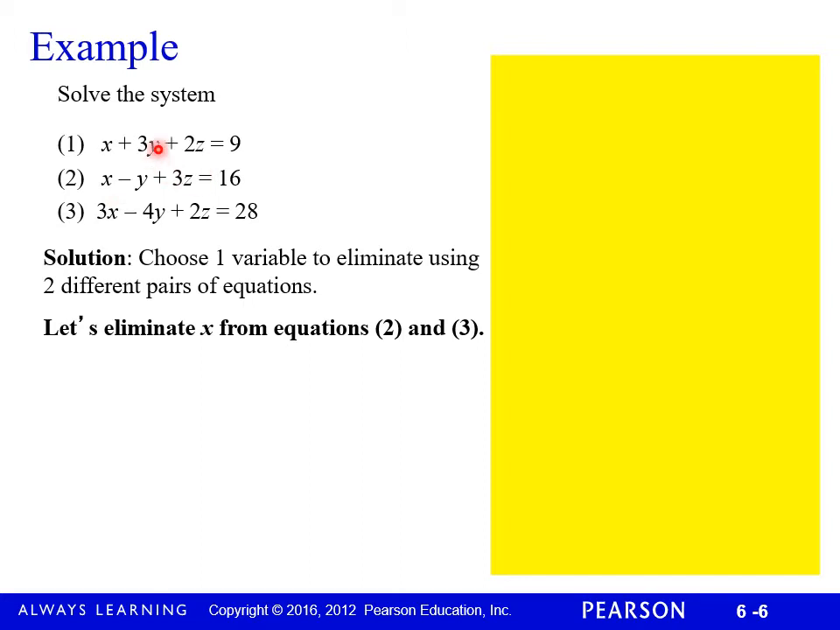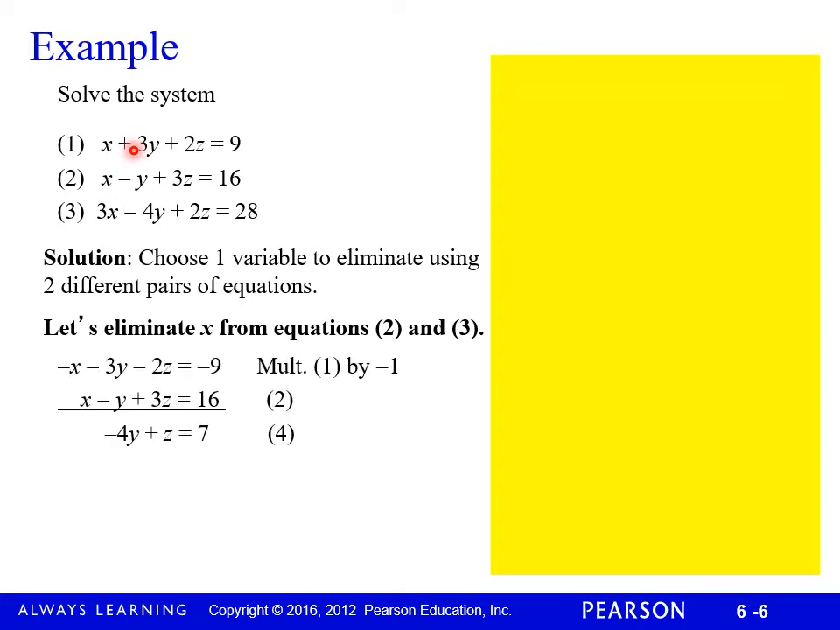Notice between 1 and 2, we need to multiply one of these equations by -1 because there's just a 1 in front of both of the x's right now, but we need it to be opposite. So if we multiply the first equation by -1 and then add it to equation 2, we get this new equation number 4, which is -4y plus z equals 7.